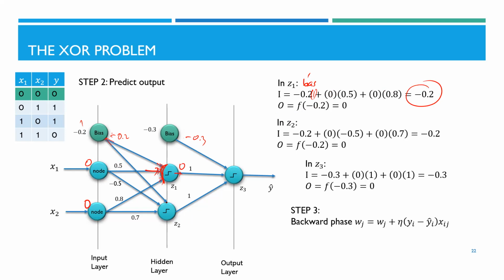Okay, and we do the same thing for the next node. We summarize all the input and convert using the step function, and we get the output is also 0. Again, we do this for the next nodes. We summarize all the input. We have 0.3, minus 0.3, and then the output is 0. So the predicted output for the first data is 0.